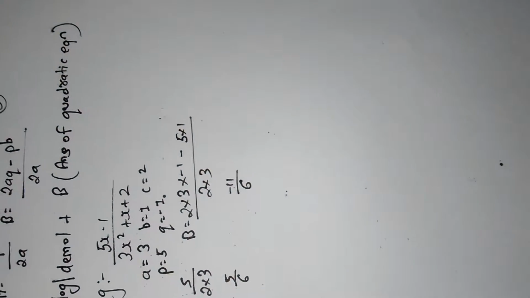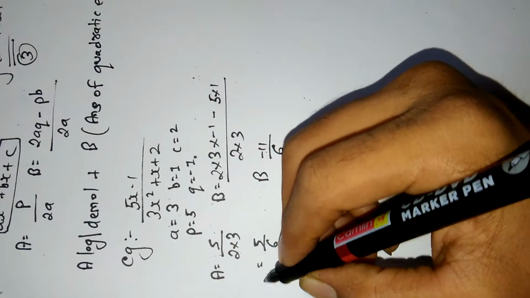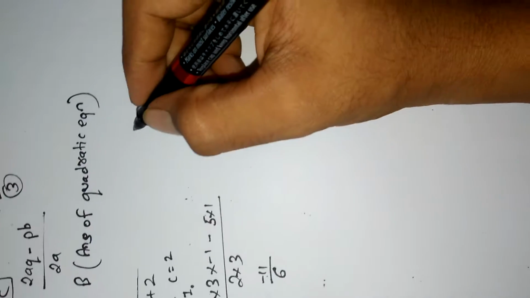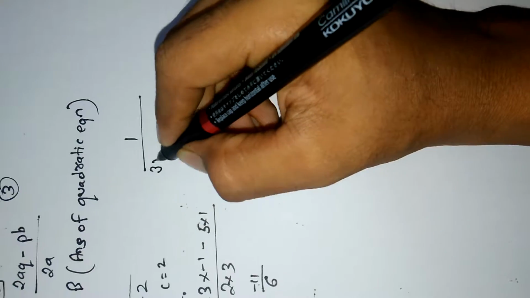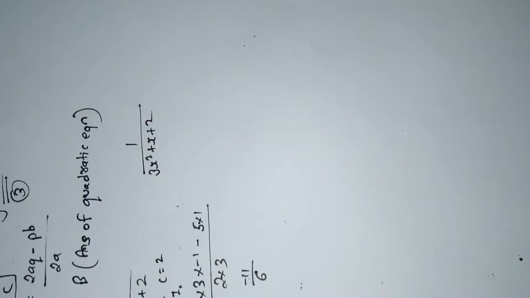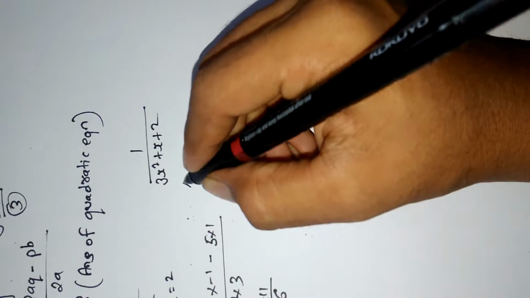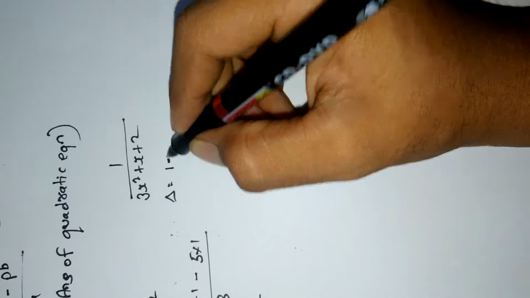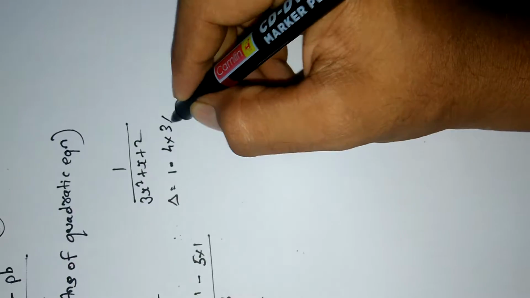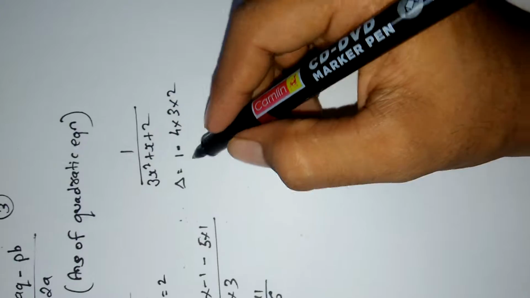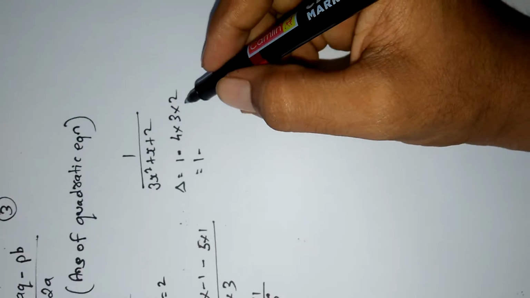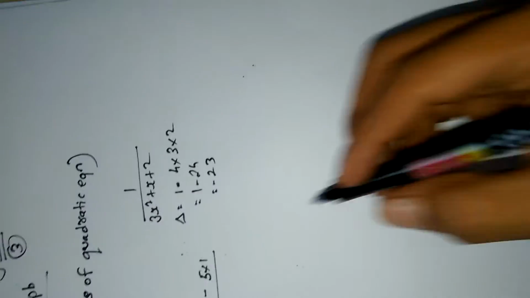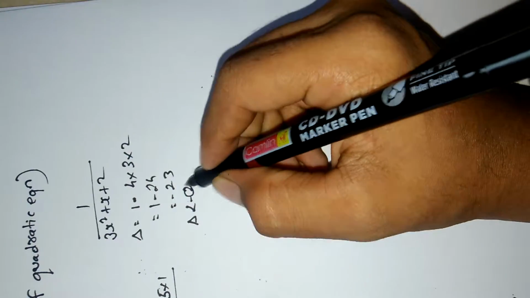Yes, and this is the value of b, and this is the value of a. Then we have to integrate our quadratic equation separately: 1 upon 3x square plus x plus 2. So find the value of theta first. What will be the value of theta? Here b is equal to 1, then 1 square is 1 minus 4 into 3 into 2, right? 4 into 3 is 12, into 2 is 24, so 1 minus 24 is minus 23. So guys, here the value of theta is less than 0.